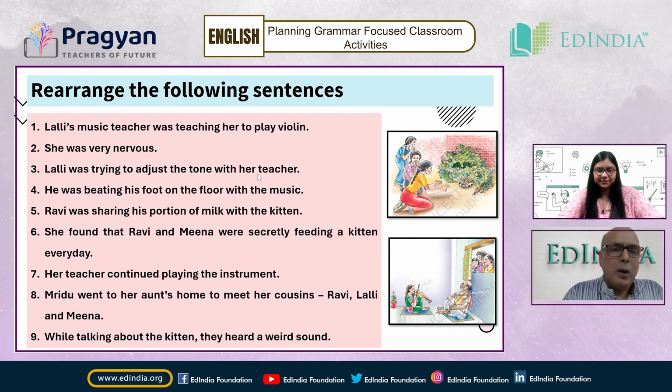I think, have we got some answer? First will be number 8. Okay, great, thank you. First will be number 8: Mridu went to her aunt's home to meet her cousins, Ravi, Lalli, and Meena. Okay, so any idea which sentence should come after this?